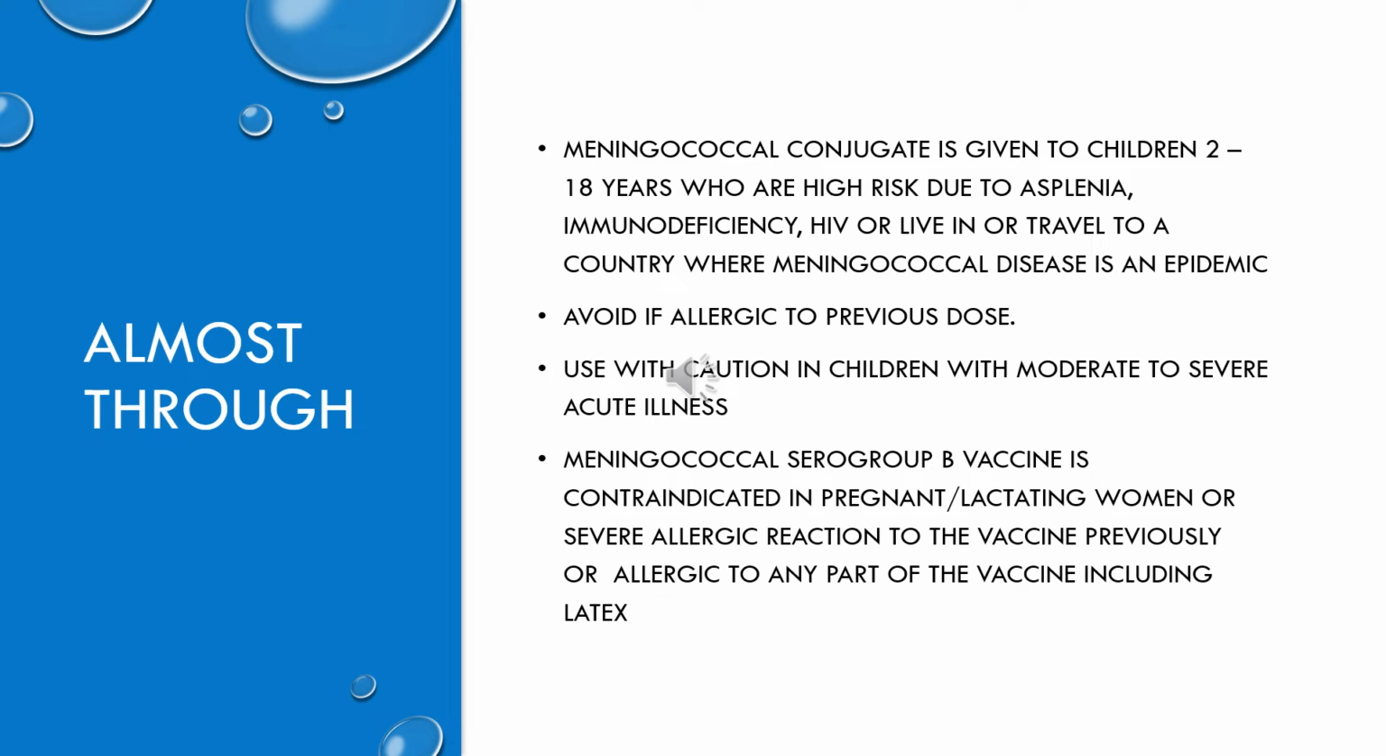So meningococcal conjugate is given to children between the ages of 2 to 18 who are at high risk due to asplenia, which is just a big fancy word for your spleen is not functioning very well. Also to children who are immunocompromised or have immunodeficiencies, children with HIV, or live in or travel to a country where meningococcal disease is an epidemic. These are the people who this is given to.